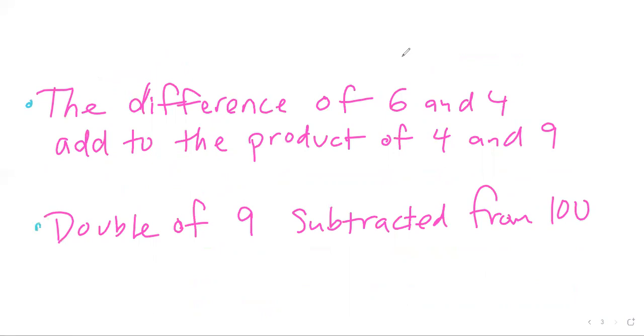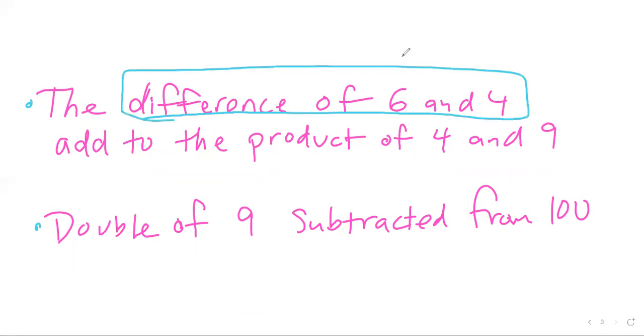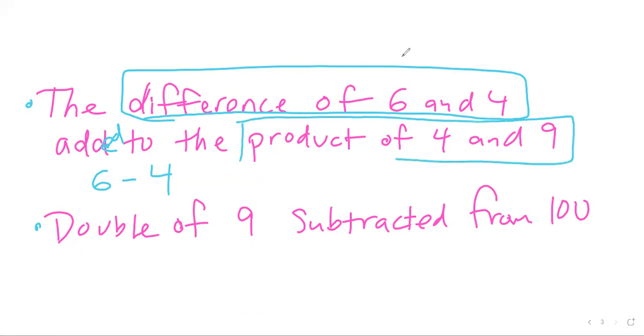So one way to go about it is to break it apart. This says the difference of 6 and 4. I'm going to start there, and I know the difference is subtraction, so I'll go here. And then it says added, just kidding, it should have said added, but it doesn't. Added to the product of 4 and 9. So again, I'm going to take this piece and look at that, the product, that's multiplication, 4 times 9. And I'm actually adding these two together.